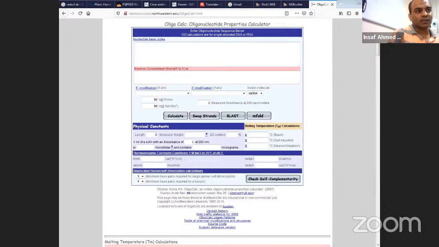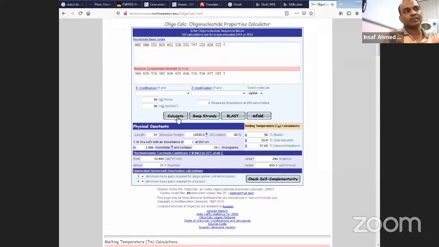So take this one. Copy your primer sequence which you have designed and paste here. Okay, and down there, if you see, there is one option to calculate. Now when I press calculate, I got two things. One is the TM. TM is 56 degrees centigrade. Another is the GC content. GC content is only 26%. So this is very less actually. Even TM is very less and GC content is also less.